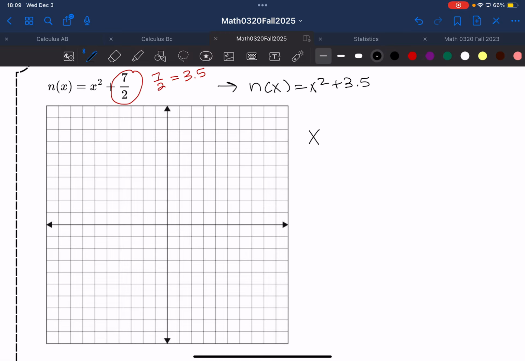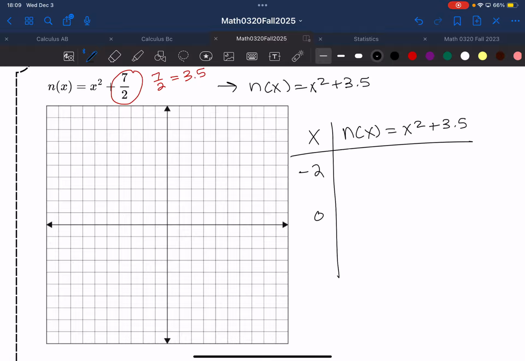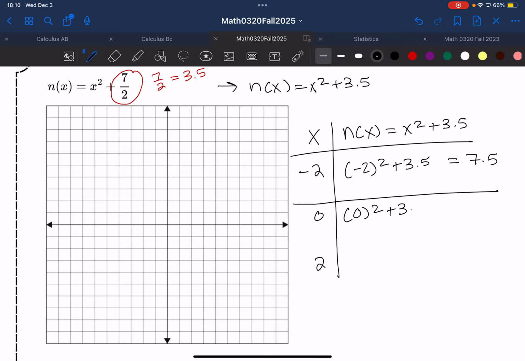So then you still plug in your x values. And just to show you that it can be other numbers, I'm going to plug in -2, 0, +2. And so I have -2 squared plus 3.5. That is equal to 4 plus 3.5, which is 7.5. Then I have 0 squared plus 3.5, which is 3.5.